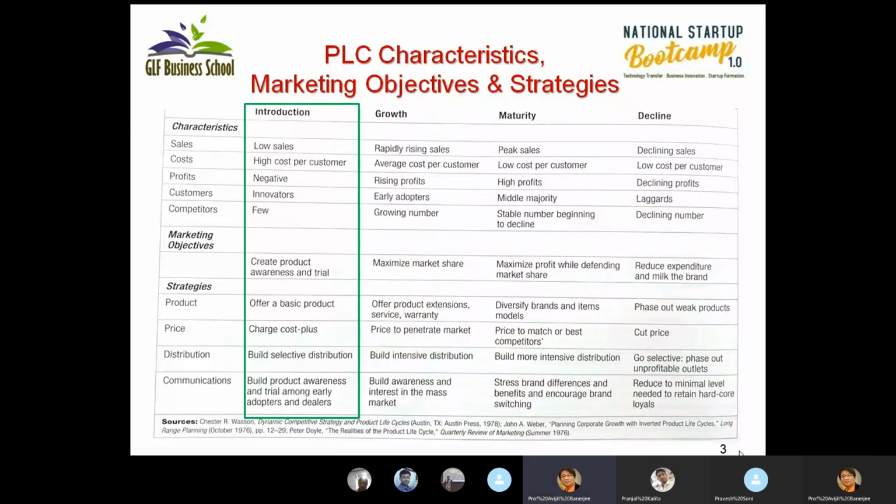In the distribution strategy, you should build selective distribution system, and the communication strategy should be to build product awareness and trial among the early adopters and the dealers. These are the characteristics, objectives, and strategies over the life cycle at this stage of introduction.